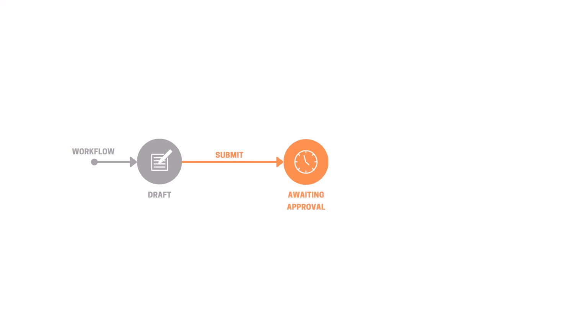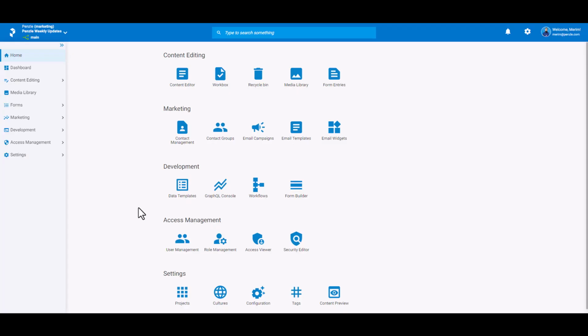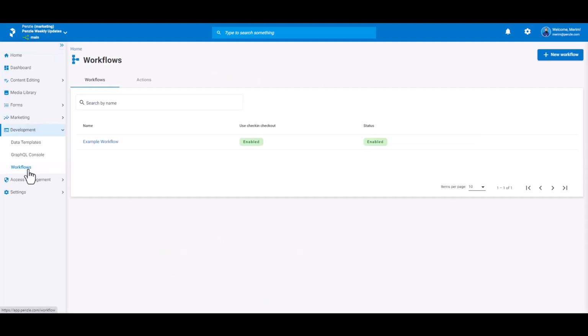state. At this point, we can imagine a dedicated person would be assigned as the approver. Approver can decide to move the article into approved state by using the approve command, or into rejected state by using the reject command. To create a new workflow, go to Development, Workflows, and then select New Workflow button.